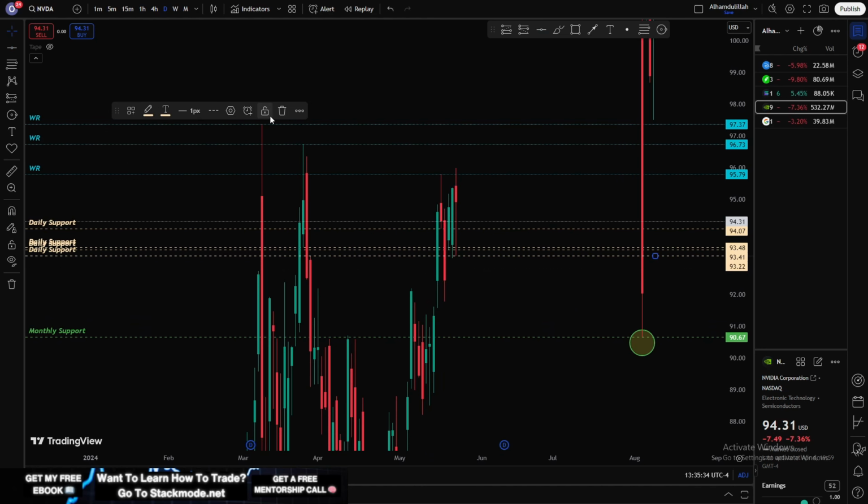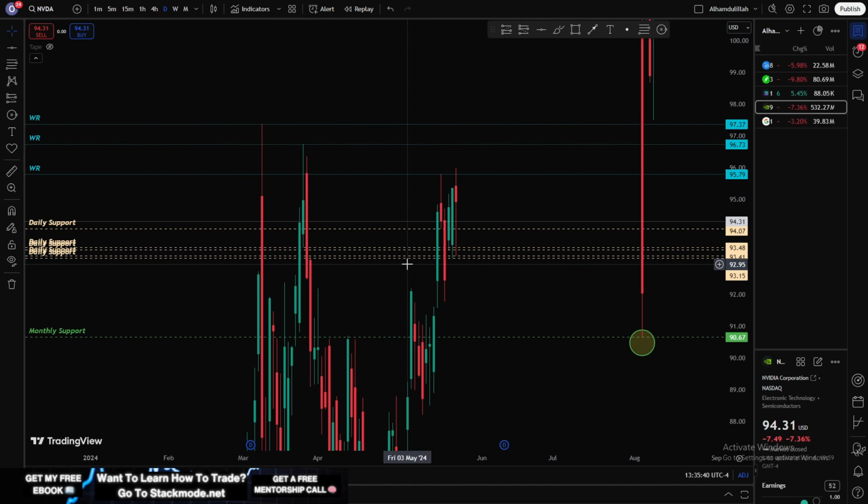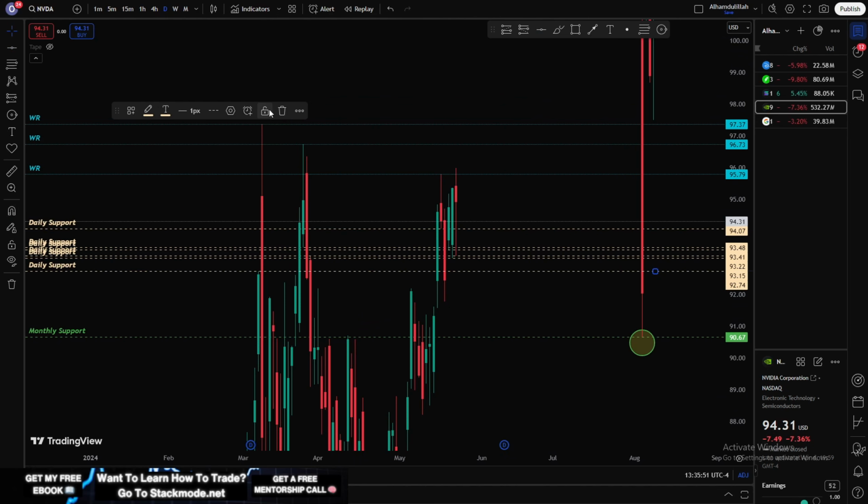Okay, so now training is over. We went over that resistance turning into support. Now that you know that, now you can just eyeball supports because now you know not to just buy a support. Now you know how to short because now you know support turns into resistance and resistance turns into support. Market works in a structure. Absolutely nothing random about it.